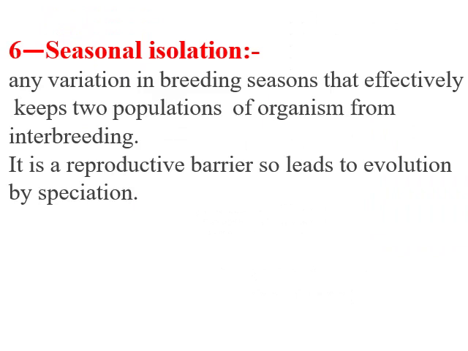Now we are going towards seasonal isolation, in which two unrelated organisms have different seasons for their reproduction and the development of their reproductive organs. Due to the different developmental seasons of the reproductive organs, they cannot reproduce with each other.